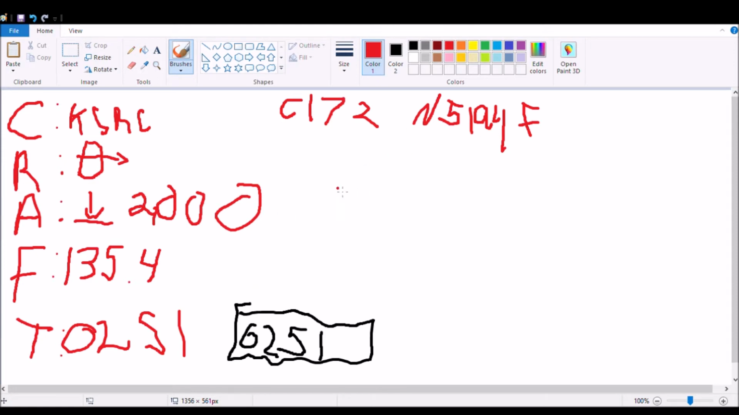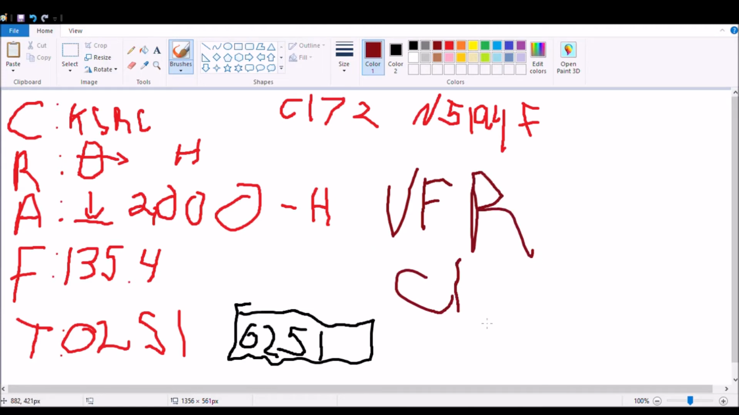Clearance delivery can give a heading, and usually you would want to put it either here or up here. At my local Charlie airport, tower usually gives the heading, but clearance delivery can also give you a heading. And this is a VFR clearance. So, there's not a lot to it. Usually just an altitude, departure frequency, and a squawk, and sometimes a heading.